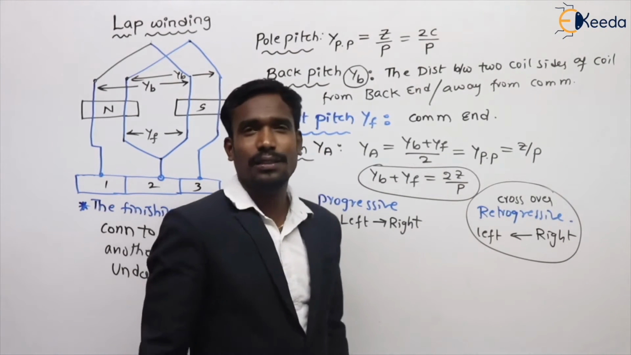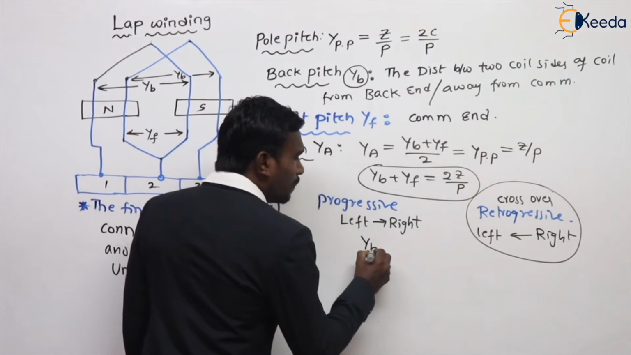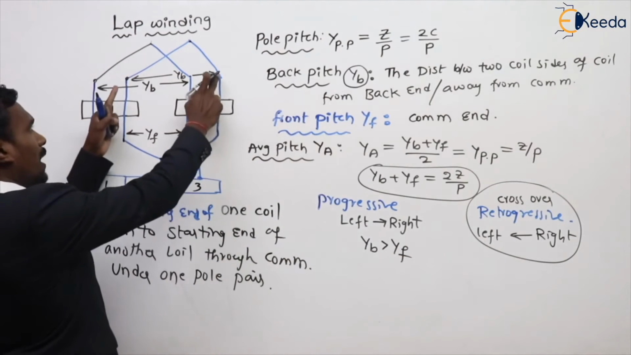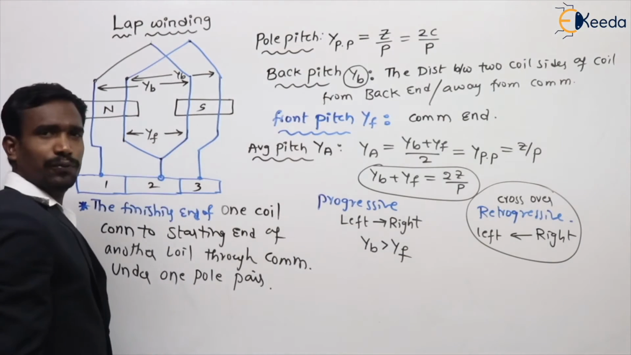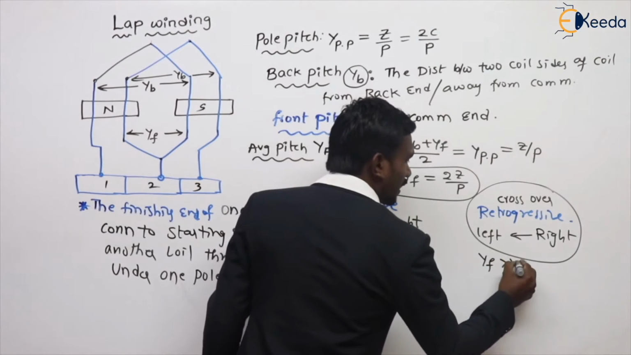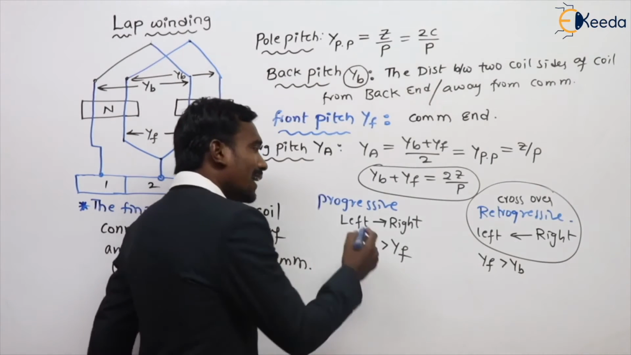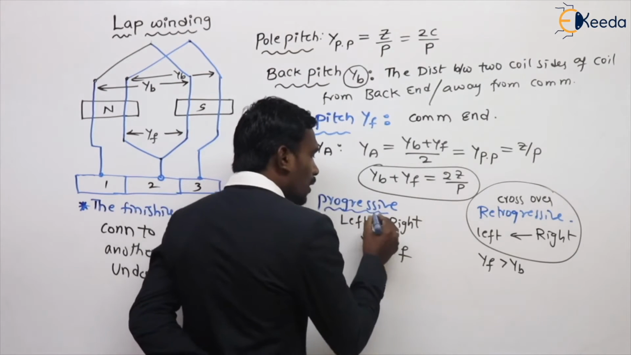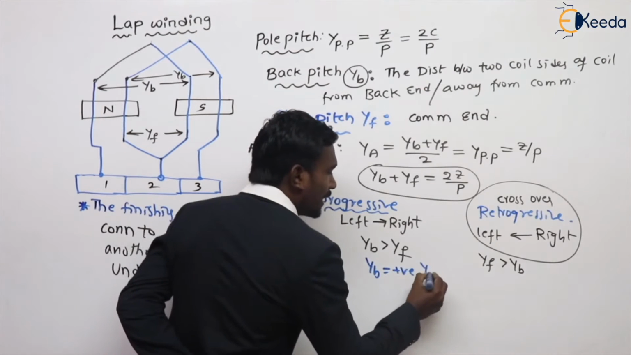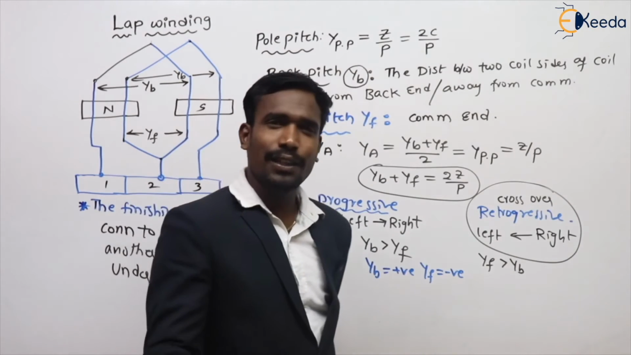Generally, in progressive winding, YB is greater than YF. See here, YB is greater than YF. But in retrogressive winding, YF is greater than YB. That is one thing. And in progressive winding, YB is positive and YF is negative. Sir, what is the meaning of this? I will give you an example.